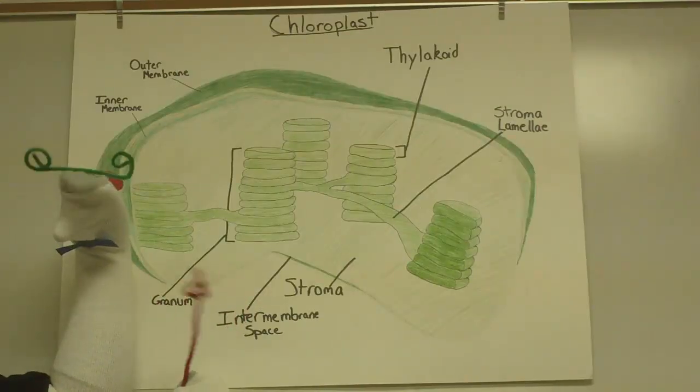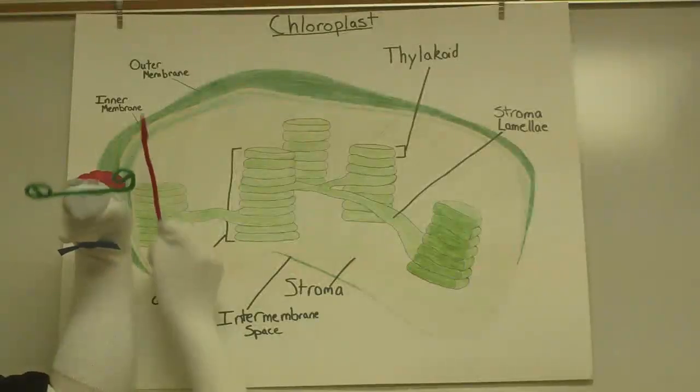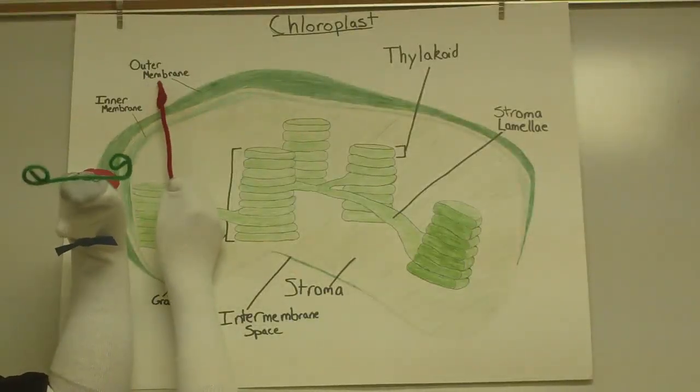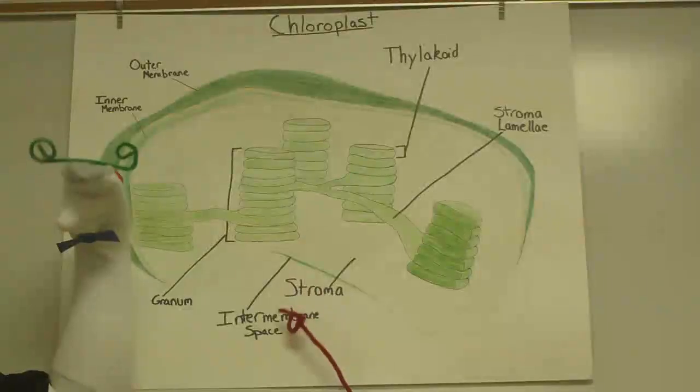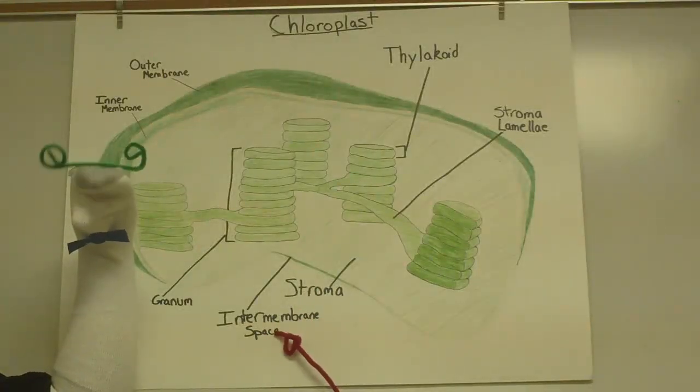The chloroplast has 2 membranes, the inner membrane and the outer membrane, with a small space in between called the intermembrane space. Both membranes are lipid bilayers. And this is what it looks like when you put it all together.